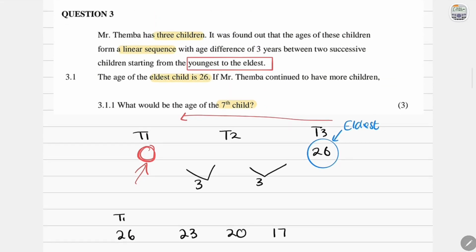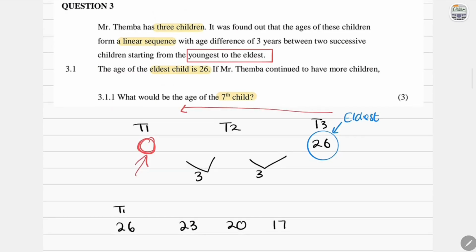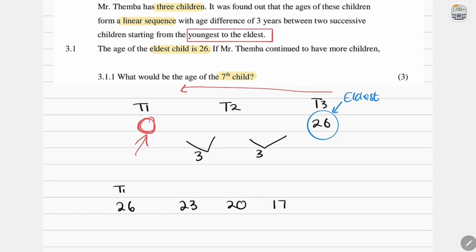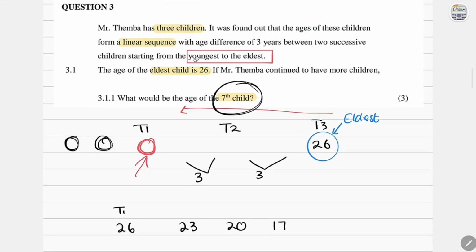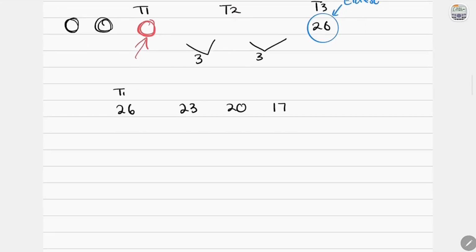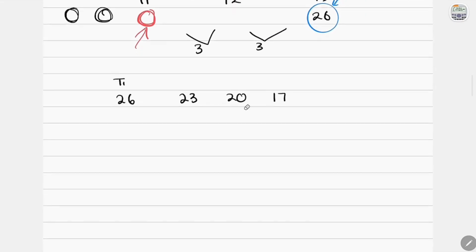I think this youngest to eldest thing is where it gets a little confusing, because it wouldn't make sense to go this way now from the youngest to eldest, since if he has more children, they would fall here. They would be younger than his current youngest child. In a nutshell, the 7th child would not be older than this one. The 7th child would be much younger, because he's having more kids. New kids are going to be younger than the ones that you already had. So I'm going to go with this approach and not rewrite this pattern from youngest to eldest, because then it wouldn't make any sense. So this is the pattern that we have.